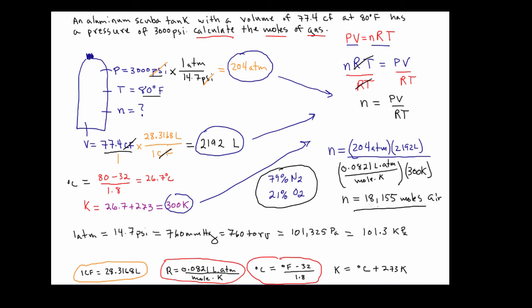Then to figure out what proportion of these particles are oxygen, all we have to do is multiply 18,155 times 0.21, and so the actual moles of O2 available to keep the diver alive will be about 3,813, and the rest is nitrogen, which is inert and not really of any use to the diver as far as keeping the diver alive. All right, and with that I'm going to go ahead and close the video.